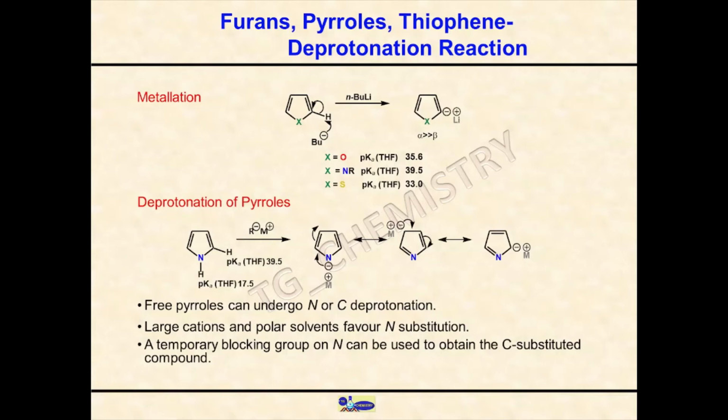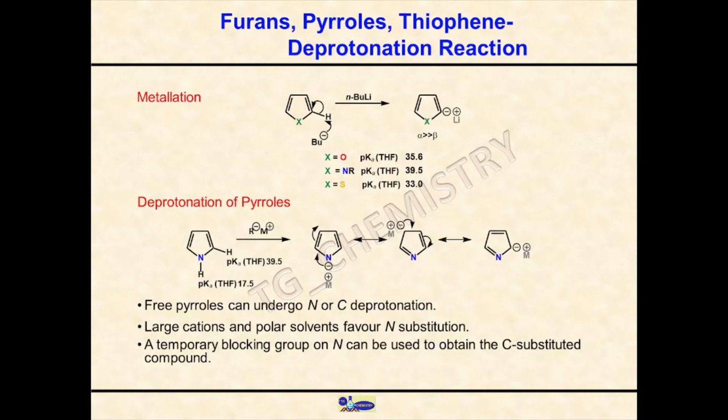And you can see in the table that it's for the furan, N-alkylated pyrrole and thiophene. The pK values in THF are given over here. Now, with the deprotonation of pyrroles, for pyrroles specifically, the hydrogen atom which is attached to the nitrogen atom can be deprotonated, and the hydrogen atom which is adjacent to the nitrogen atom at the alpha position can also be deprotonated. So those are the two possible options there.